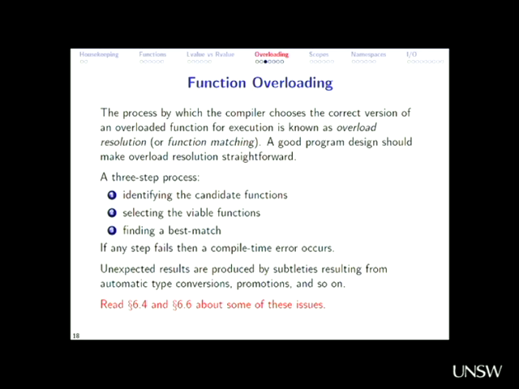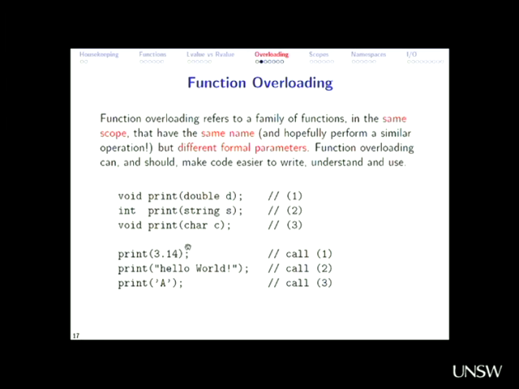But you've got to be very careful, because unexpected results may occur from type conversions, promotions, and so on. If we go back a slide, we had print double, print string, and print char, and the call was print 3.14. What happens if I said print 3? If I called print and gave it an int, which one of these 3 would get called? Probably not the char one, I hope. Hopefully it'll get promoted to a double, but you're never quite sure. So you should be very careful about checking these things out, knowing which way things work.